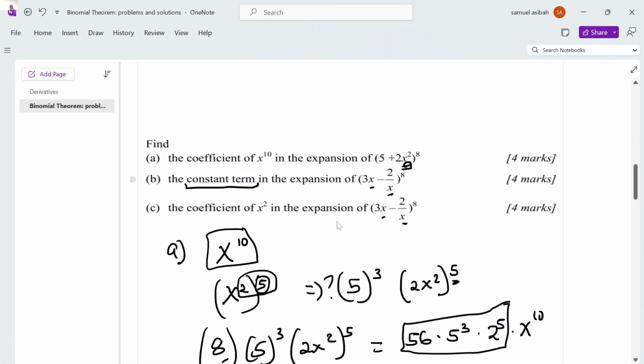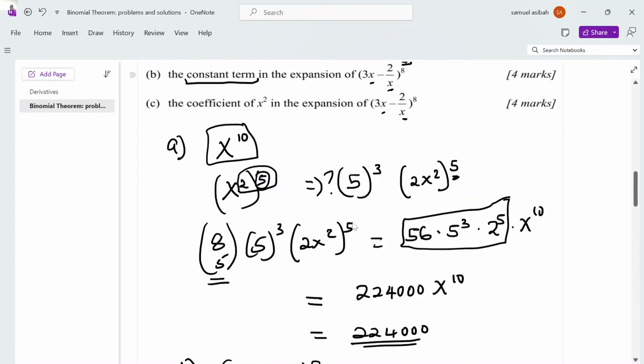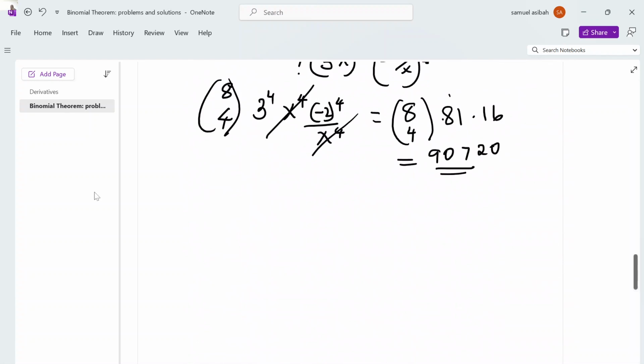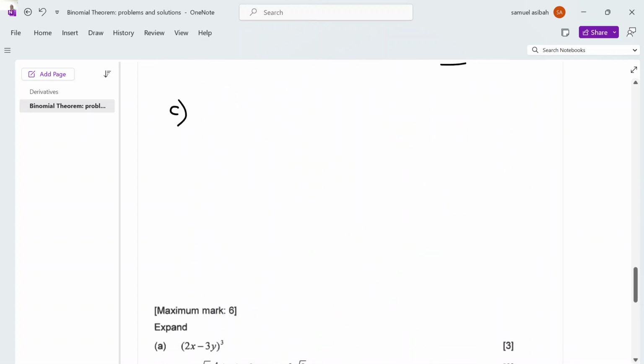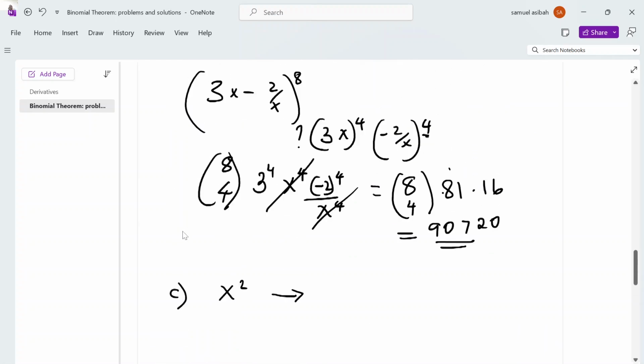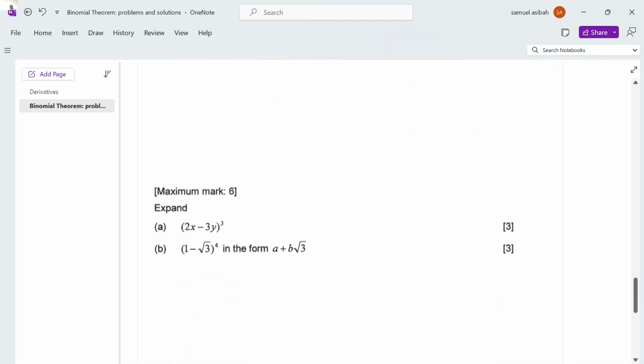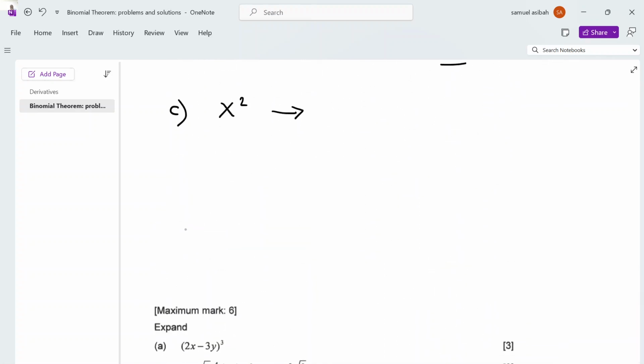the coefficient of x squared in the expansion of this. I think now you guys have the experience, so part C can be easy for us. The questions are similar in various ways. So it is the same question. Now we have the coefficient of x squared, still in the same expansion, 3x minus 2 over x, raised to 8. So how do we find it?